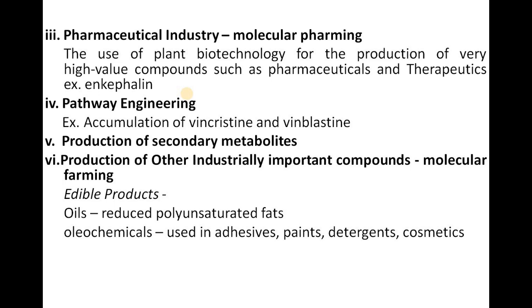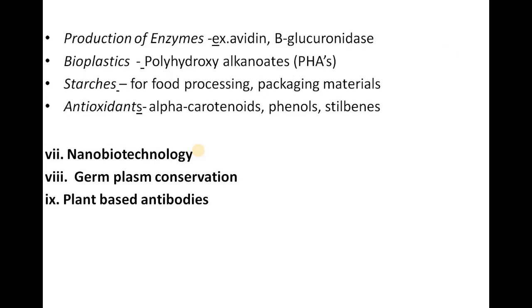Many other industrially important or edibly important compounds are also being produced using similar techniques. This area is generally termed molecular farming. Examples of edible products that have been produced in such manners are oils and oleochemicals. It is possible to reduce the polyunsaturated fatty acid content in edible oils by biotechnological methods. Similar applications have been used to produce useful oleochemicals used in adhesives, paints, cosmetics, etc.